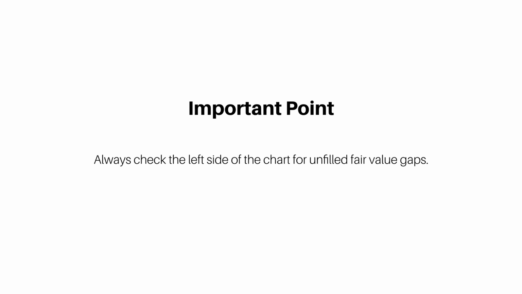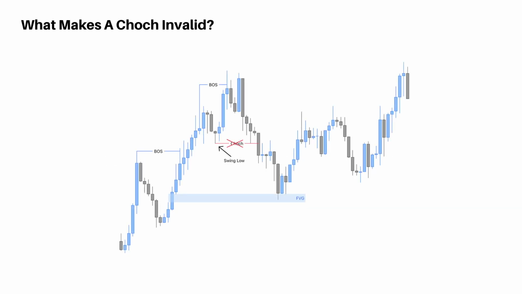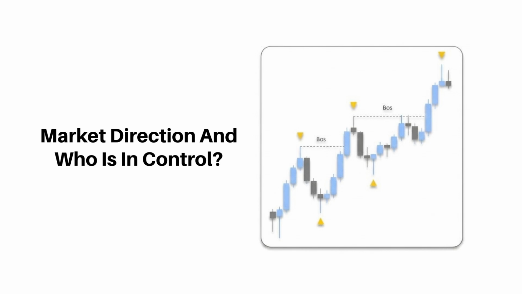The key takeaway is to always check the left side of the chart for unfilled fair value gaps. Doing so will help you distinguish between a move that is simply filling an imbalance and one that reflects a genuine shift in market sentiment. By understanding this difference, you can avoid false signals and stay aligned with the overall market structure. Now let's talk about market direction and who is in control.